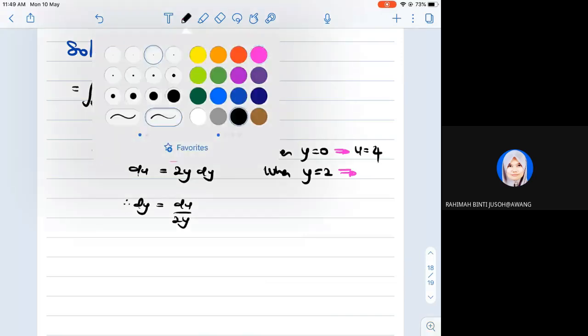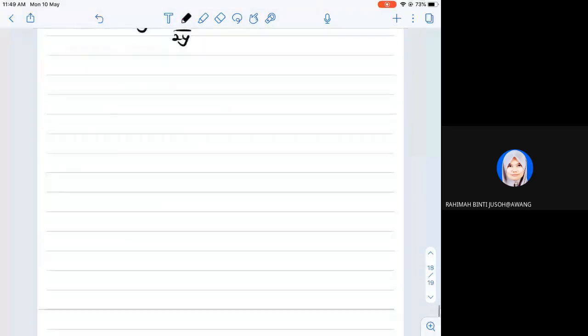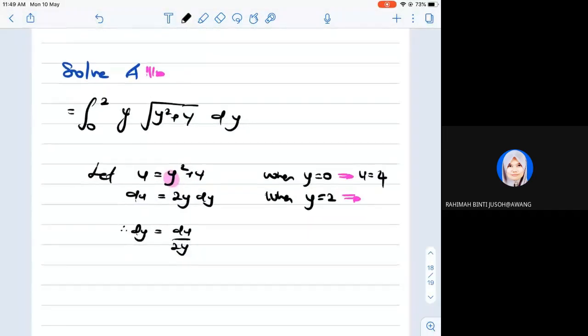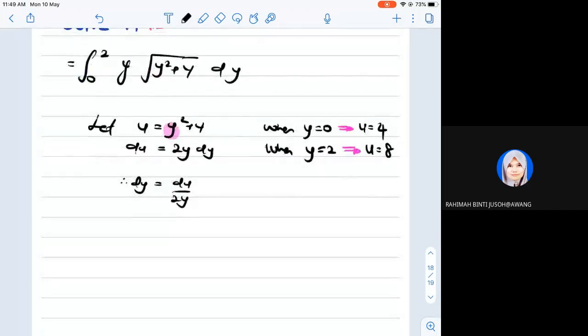Kita akan dapat u equals to what? 8. 2 kuasa 2, 4 tambah 4 jadi 8 kan? 8, yes, very good. Okay, 8. So now, jom kita gantikan dalam limit.